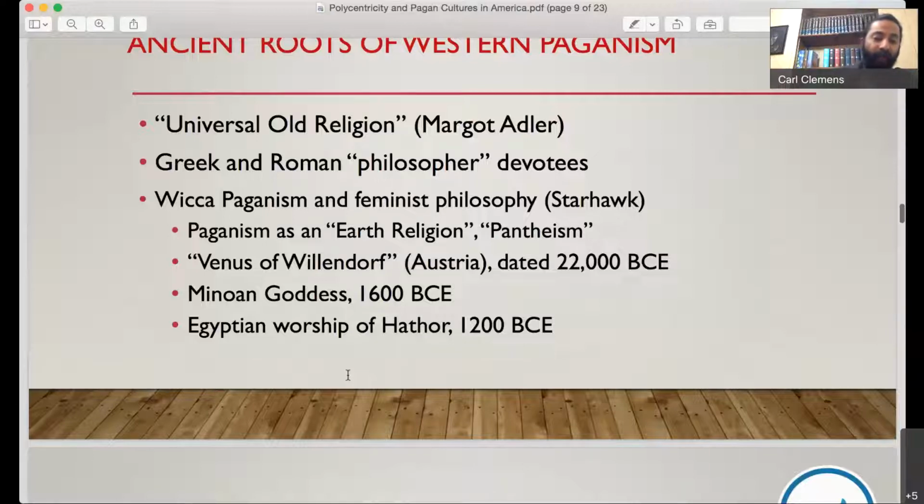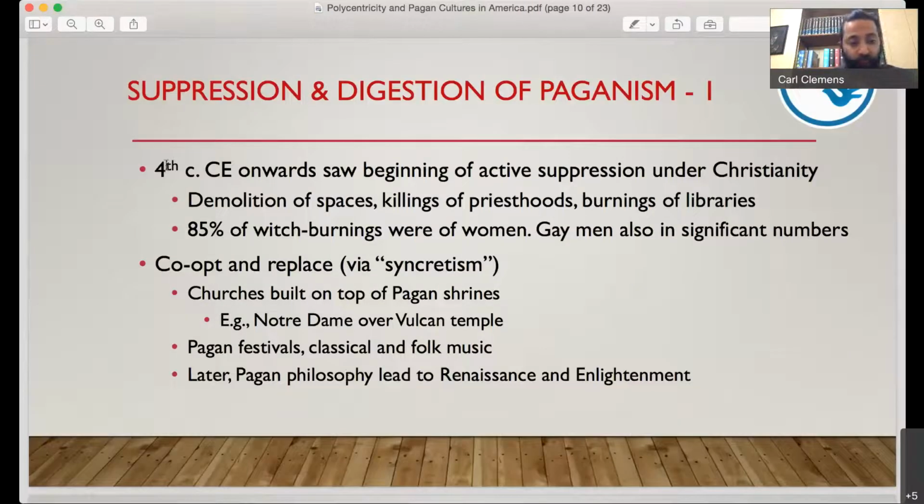So the suppression and digestion of paganism has a long history. From the 4th century onwards, we saw the beginning of the active suppression of pagans under Christianity. There was the demolition of their temples and sacred spaces, the killings of their priesthoods, the burnings of libraries. In fact, a lot of pagan literature survived in Arabic translation because initially the Muslims were quite favorable to learning about them. And then later on, during the Enlightenment phase, the Europeans got it back from the Arabs.